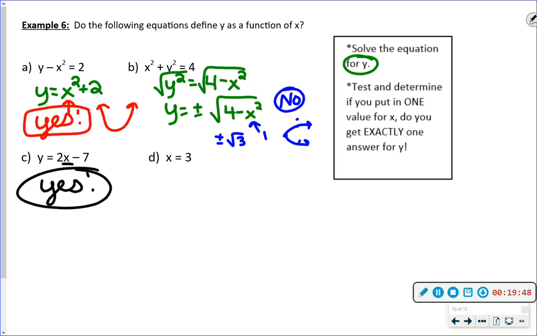Also, think of the graph. You're in mx plus b, slope-intercept form. You've got that diagonal line. Of course, that will also pass your vertical line test.